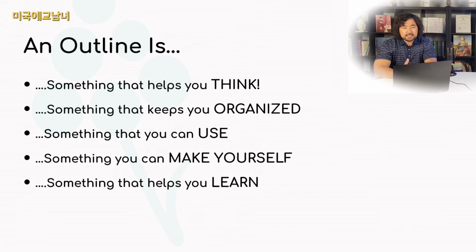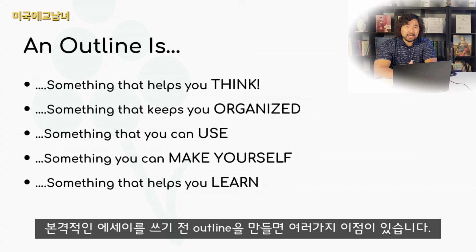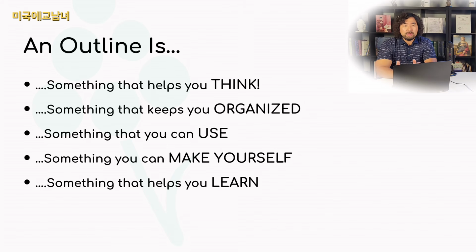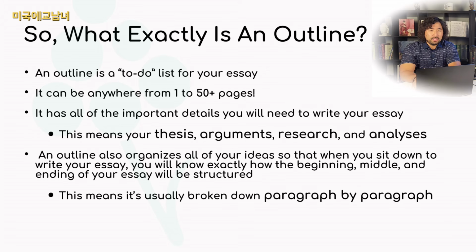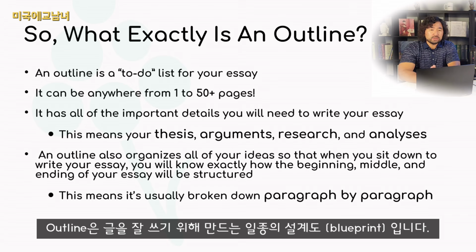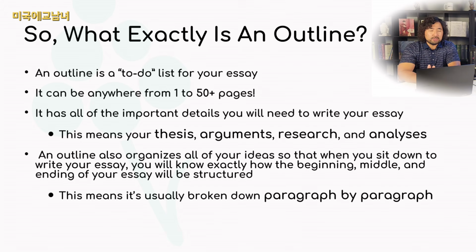An outline is something that helps you think and also helps you organize. It's something you can definitely use, something you can make yourself and for yourself, and something that helps you learn, of course. So what exactly is an outline? An outline is a to-do list for your essay. Before you start actually writing, you need some kind of blueprint, right? The outline serves the same purpose as a blueprint.